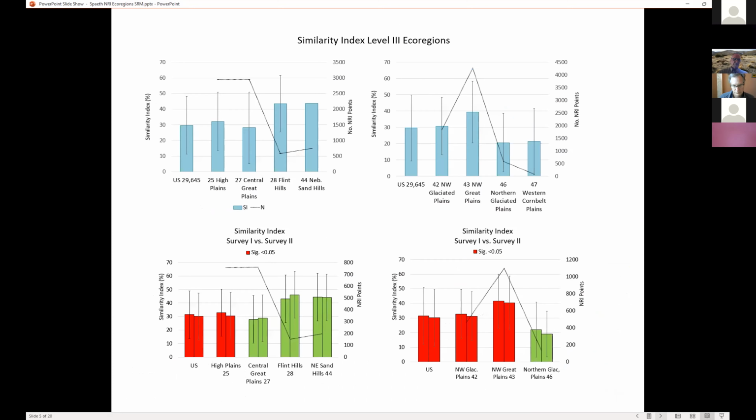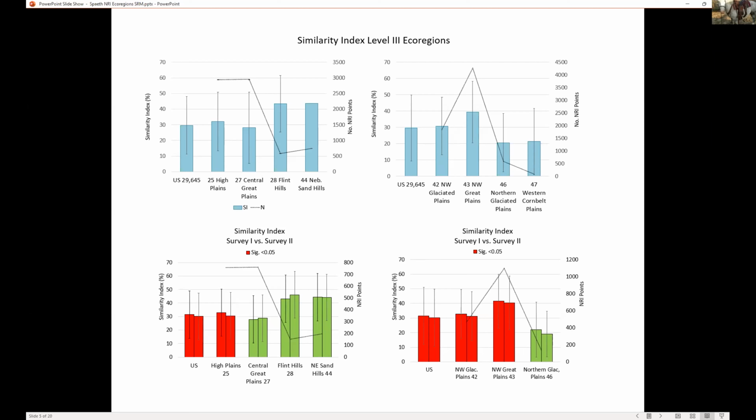So for example, with the Similarity Index, there are 4 ecoregions here, basically in the central Great Plains. The upper left is the average Similarity Index for the whole US based on 29,600 points, almost 30%. And then you can see the comparison of these various ecoregions. Note that the Flint Hills and the Nebraska Sand Hills are above 40%.